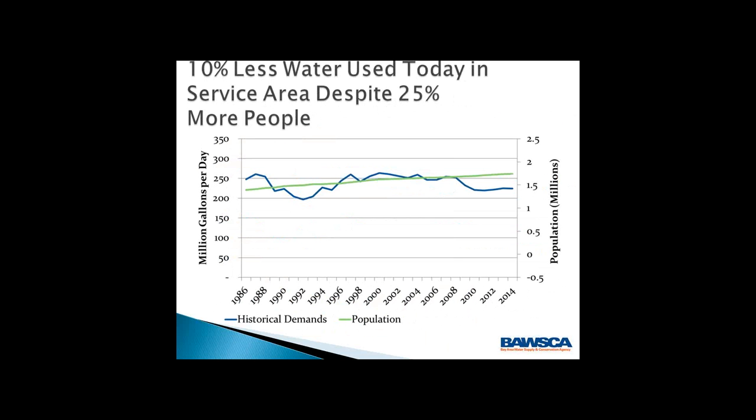This highlights that a little bit more, showing that even though the population has increased by over 25%, we actually use 10% less water today, and I think that's because of all of our conservation and also people being a little bit more aware. I think the drought also kicks in, which is why you see a big drop between 2010 and 2014. But the green line represents population, and the historical demands are represented by the blue line. You can tell that it's been decreasing even though population has increased.